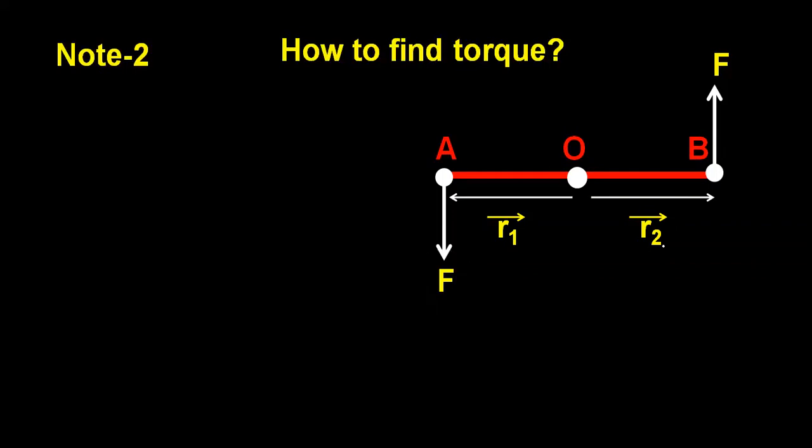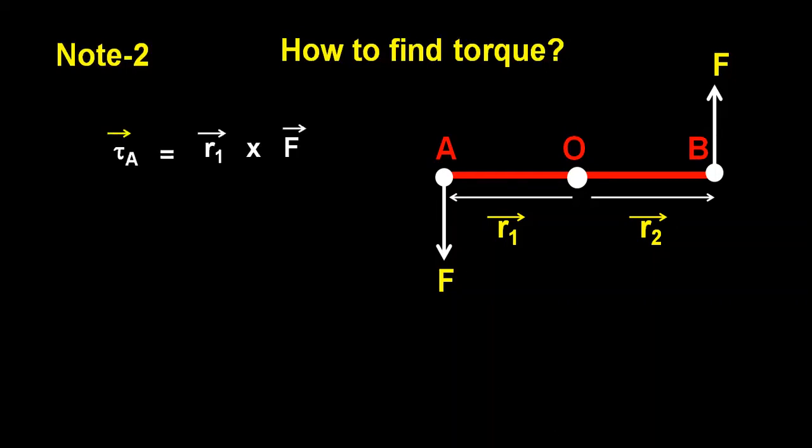Now to find a torque, what we have to do? First, let me find the torque due to the force acting at the point A, and then the torque due to the force acting at the point B. Then let me vectorially add these two torques so that I'll end up with the torque produced by the couple. So first, torque due to the force acting at the point A.